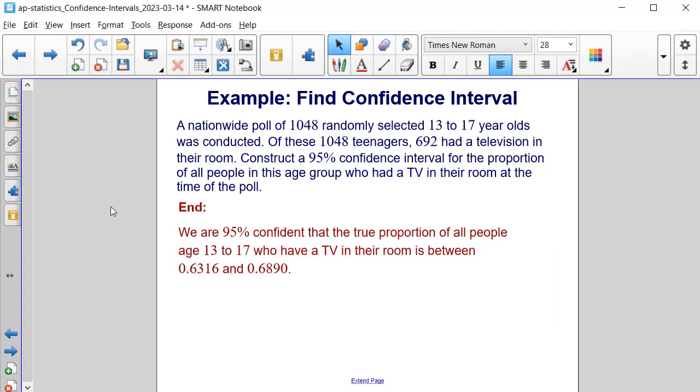And our ending step within the four-step process is to state what we have found. And we are 95% confident that the true proportion of all people aged 13 to 17 who have a TV in their room is between 0.6316 and 0.6890.